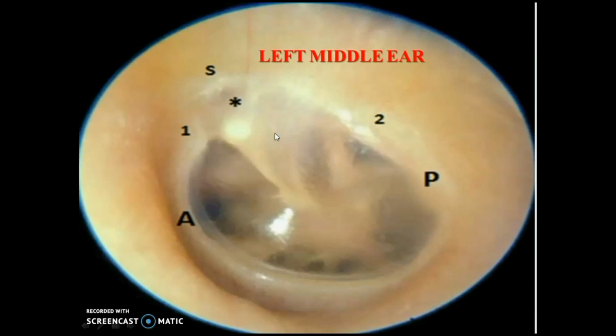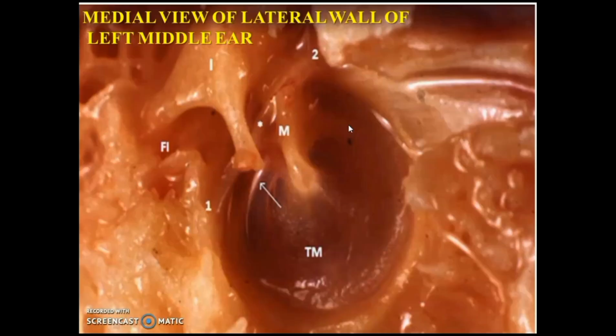There you can see the left middle ear viewed from the external acoustic canal. 1 and 2 represent the anterior and posterior tympanic spines, that is the notch of Rivinus where the pars flaccida will be, and that is the handle of the malleus. This is the tympanic annulus, anterior and posterior part, C-shaped or horseshoe shaped. So the notch of Rivinus is between the anterior and posterior tympanic spine.